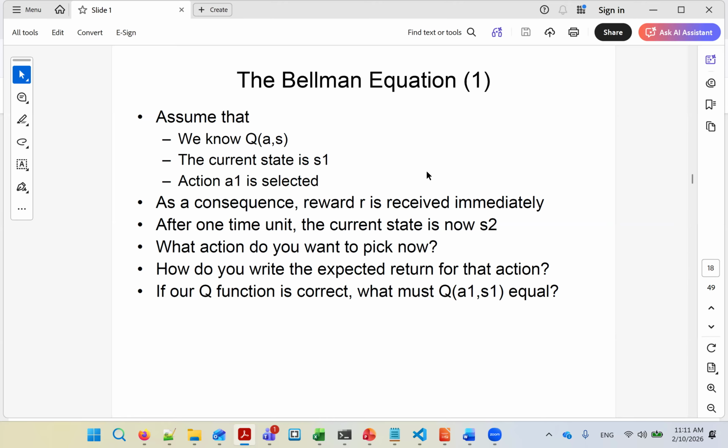Okay, so we take A1, and as a consequence, we receive a reward, lowercase r, immediately. And as a consequence of taking the action, it's changed the state.